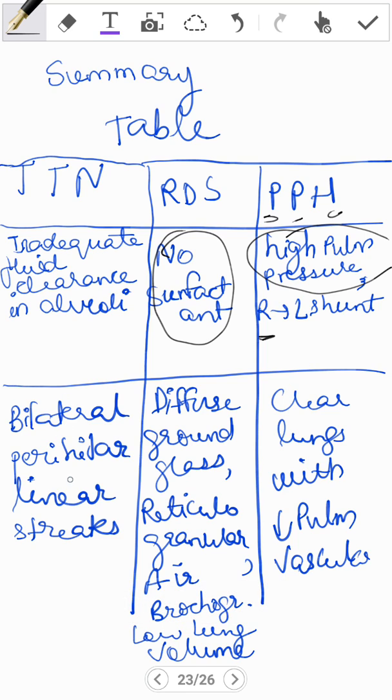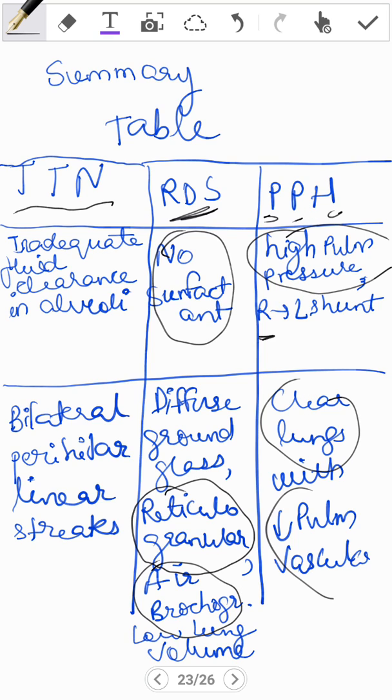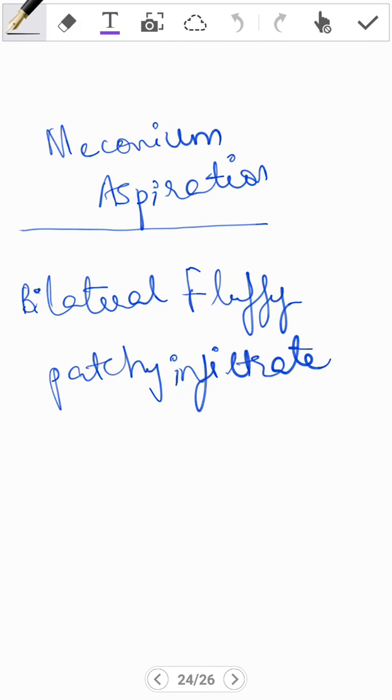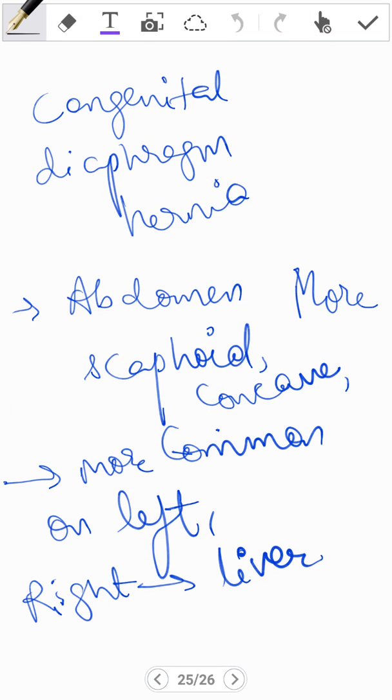Now, bilateral perihilar linear streaking will be observed in transient tachypnea of newborn. Diffuse ground glass, also known as reticulogranular opacity, is in RDS, and air bronchograms are also present. Persistent pulmonary hypertension would have clear lungs with decreased vasculature that we just saw. And meconium aspiration is going to have bilateral fluffy patchy infiltrates.